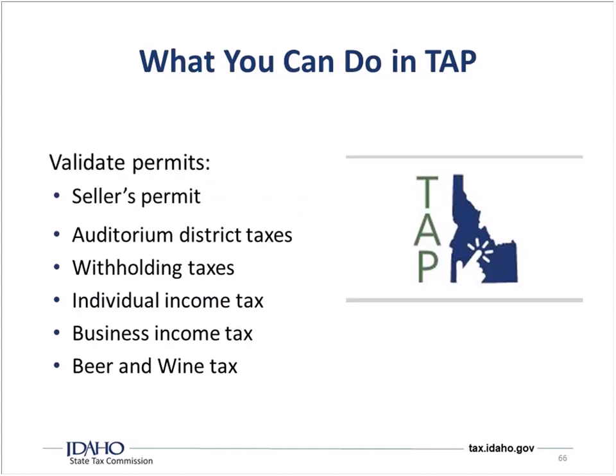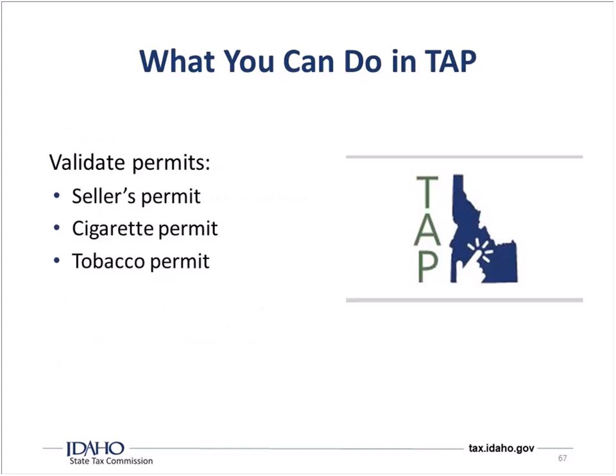TAP is also where you would go to validate permits. So if you are submitting an ST-101, to buy some products tax-free, you need to make sure that the permit number that you're putting in there is correct, and so that would be yours. So you would validate that through the seller's permit part of TAP. You don't actually have an account to do that.